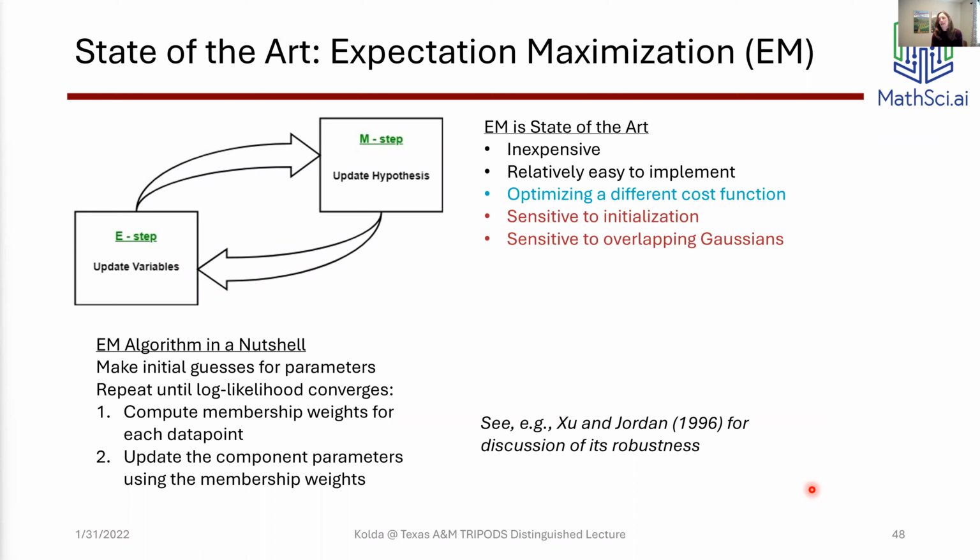It's inexpensive. It turns out that our costs and theirs are actually equal per iteration. It's relatively easy to implement. It's actually optimizing a different cost function. So it's maximizing the likelihood, whereas we're minimizing a difference in moments. It's pretty sensitive to initialization. Usually you run it multiple times and there are, I don't know, thousands of papers on how to initialize it well. That said, people have figured out some good methods, but it is sensitive. And it's pretty sensitive to the means, these mu vectors, being too close together and the Gaussians overlapping.